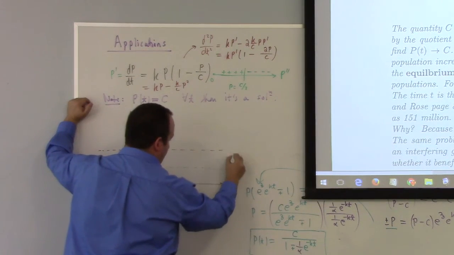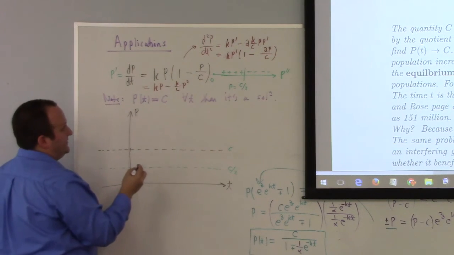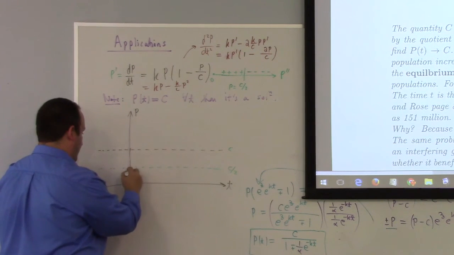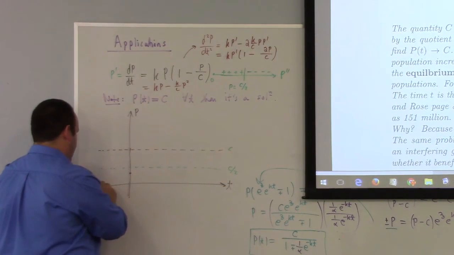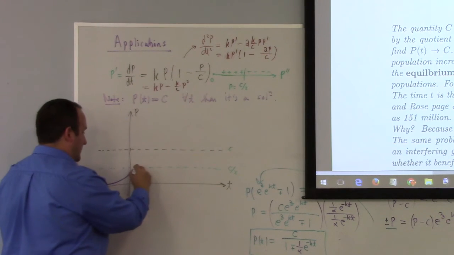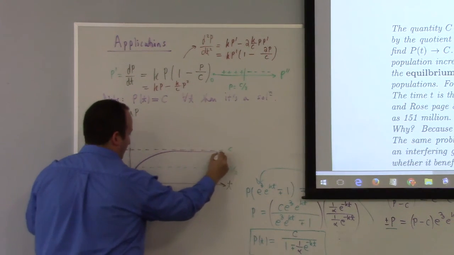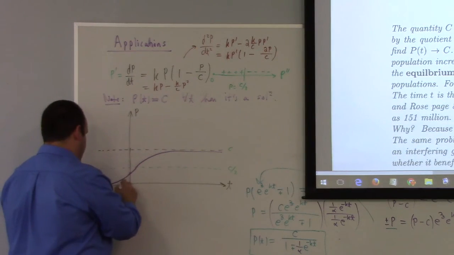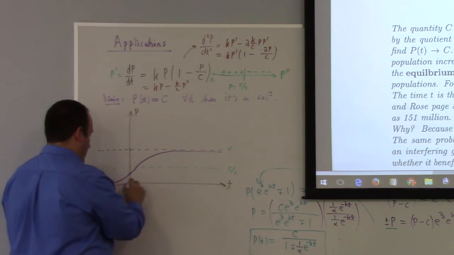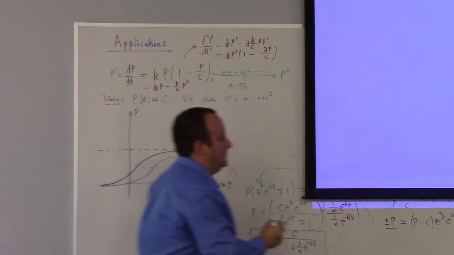It's like here's C over 2, here's C. And so it's got to look something like, what did I just say? Concave up, right? So it's concave up right to there. It has a point of inflection as it crosses C over 2. It's going to bend back down. And then ultimately it goes to C. So the solutions have to look something like that.